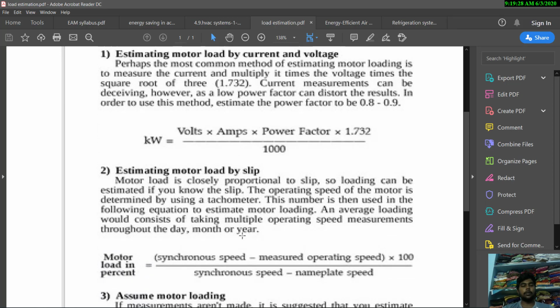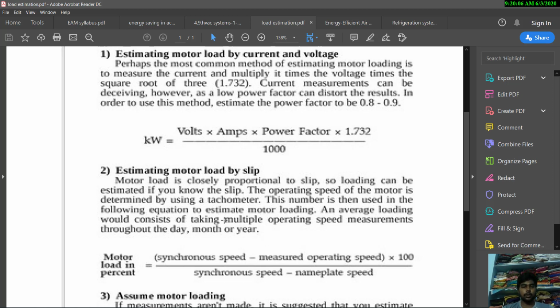The second method of estimation is by knowing the slip. Motor load is closely proportional to slip, so loading can be estimated if we know the slip. The operating speed of a motor is determined by using a tachometer, with which we can instantly view or monitor the operating speed of a motor. It is available in both analog and digital forms.